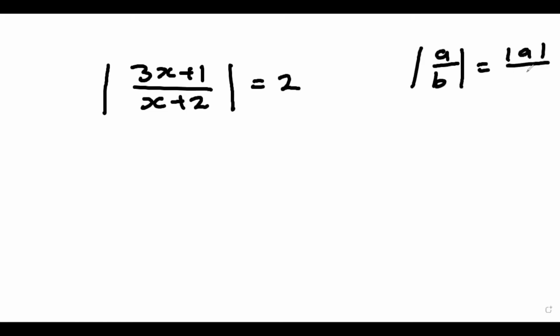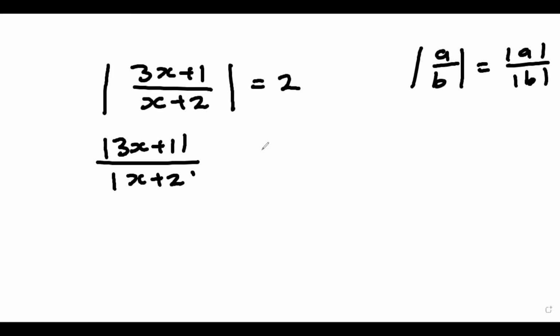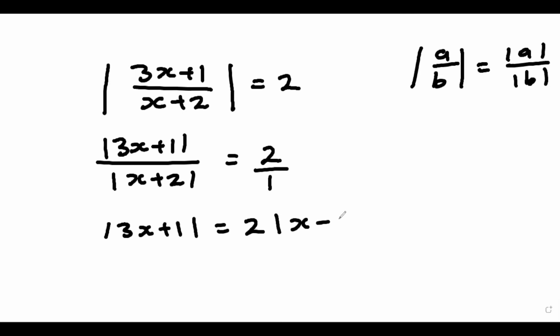is the same thing as this, we can split and we have the modulus of 3x + 1 over the modulus of x + 2, and we can equate that to 2. So now this is basically you equating two fractions, so you can just cross multiply. So you'd have the modulus of 3x + 1 is equal to 2 times the modulus of x + 2.